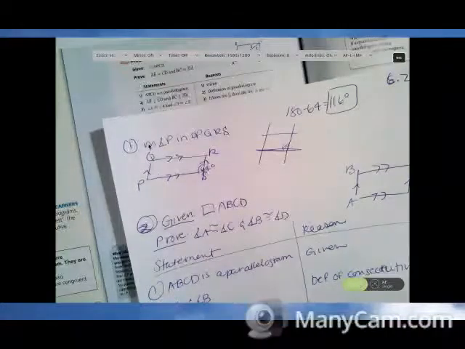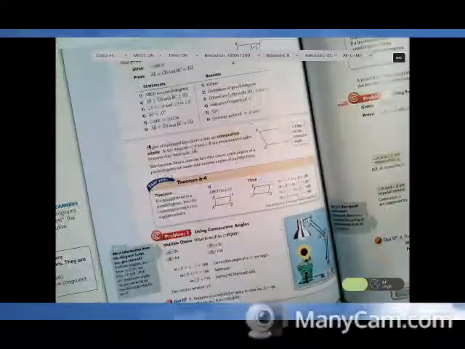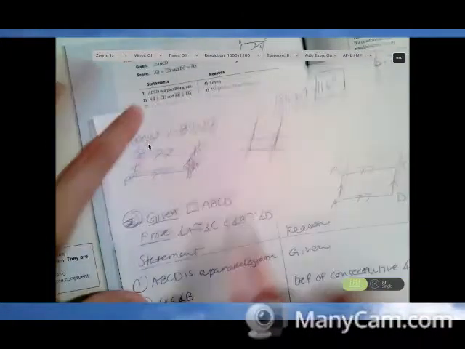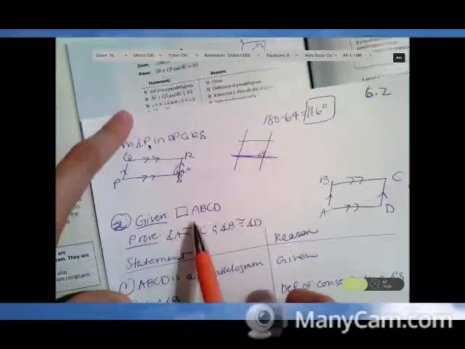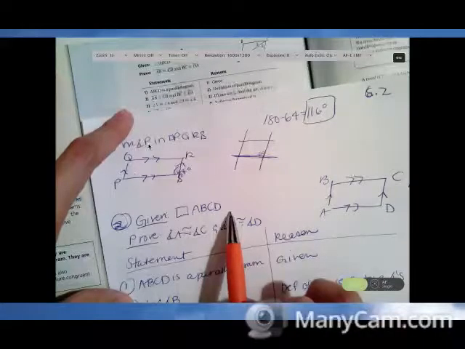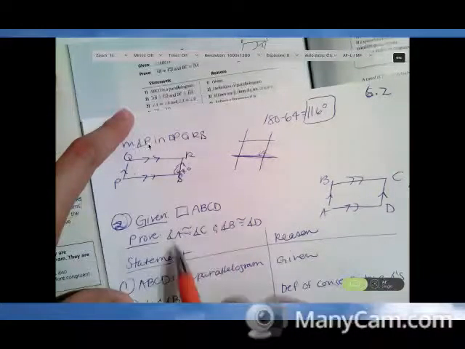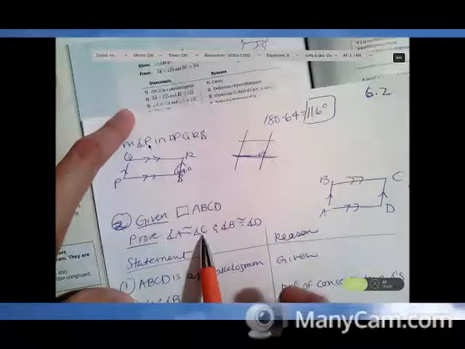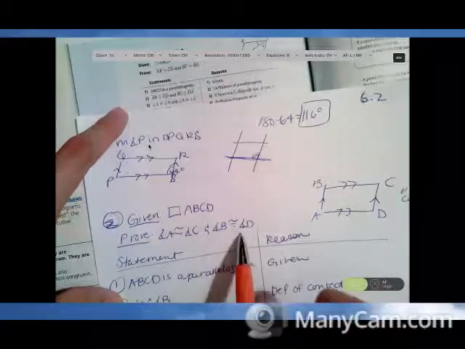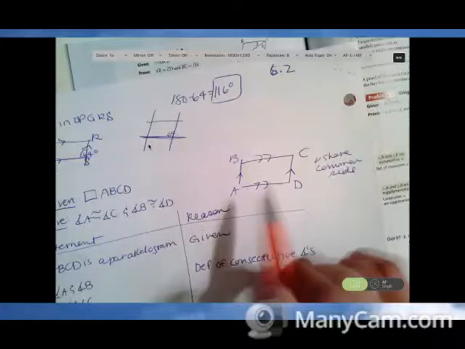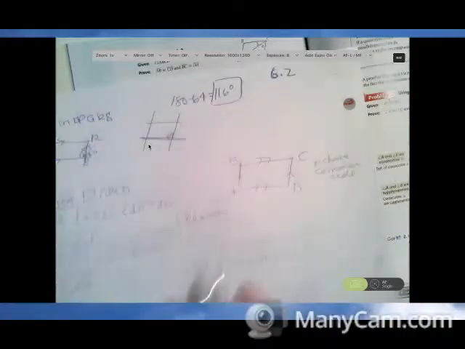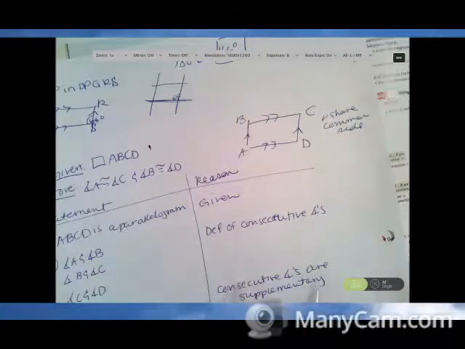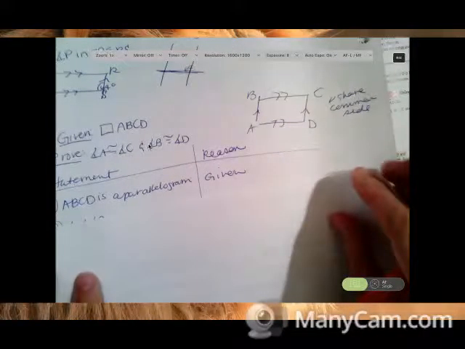Alright, let us look at problem 2. You are given that ABCD is a parallelogram. What you want to prove is angle A is congruent to angle C, and angle B is congruent to angle D. So, this is what we are given in this picture. Alright, so we always start with our given. Our given is that ABCD is a parallelogram.